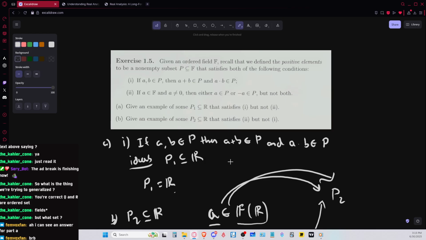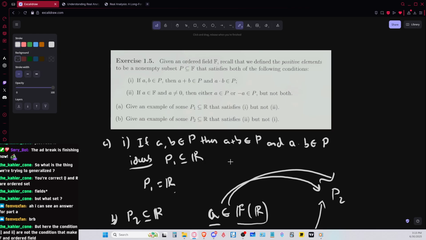You are correct that Q and R are ordered sets, or ordered fields. But here, conditions 1 and 2 are not the conditions that make F an ordered field.